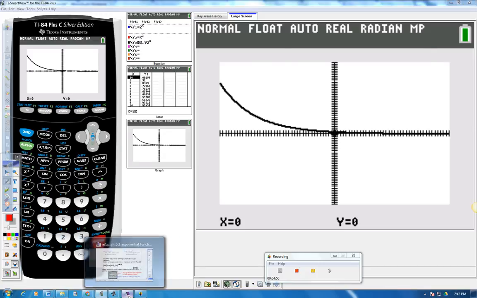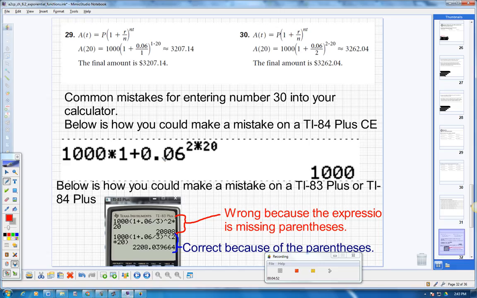I took a screenshot of it there. This does not have parentheses, and it does not give me the right answer. This is number 30, by the way.